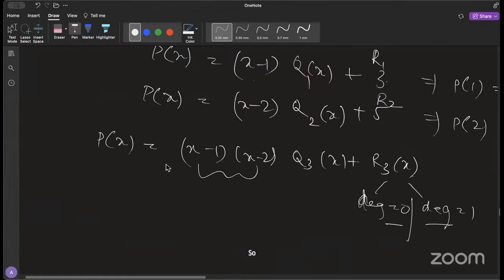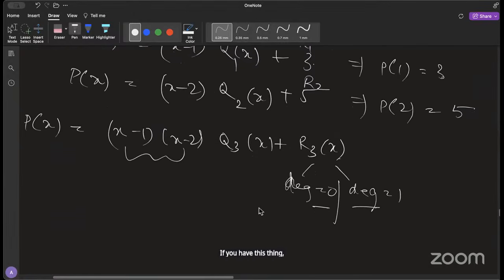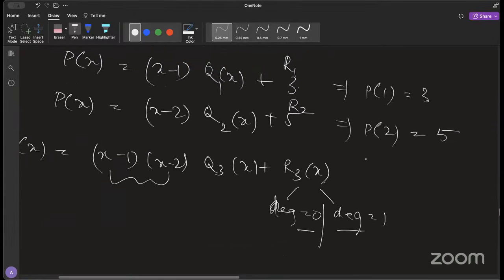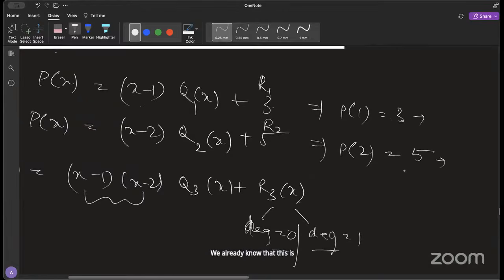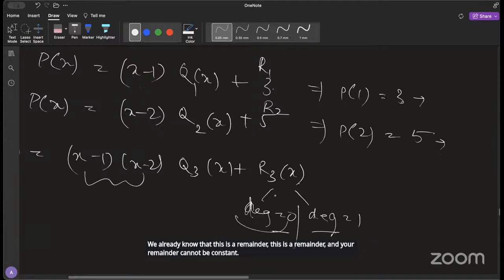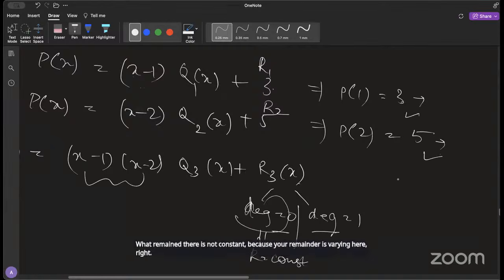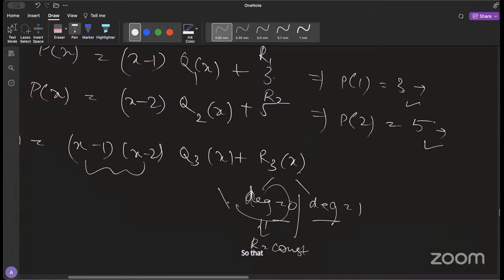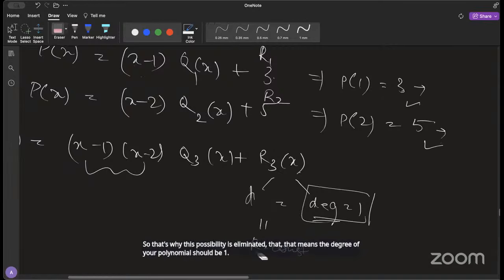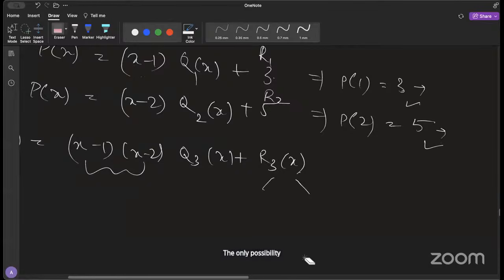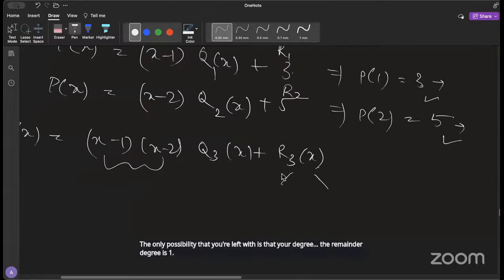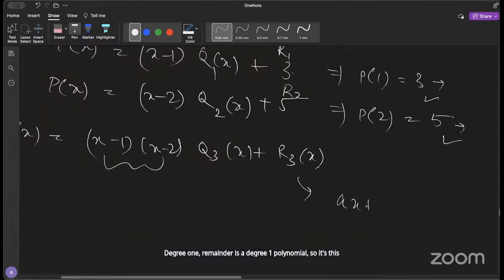So if you have this thing, we already know that this is a remainder, this is a remainder, and your remainder cannot be constant. If degree is 0, this implies remainder is constant. But remainder is not constant because your remainder is varying here, right? Yes, ma'am. So that's why this possibility is eliminated. That means the degree of your polynomial should be 1. So the only possibility that you're left with is that the remainder's degree is 1. That means your remainder looks like this. Remainder is a degree 1 polynomial. So it's ax plus b, right?